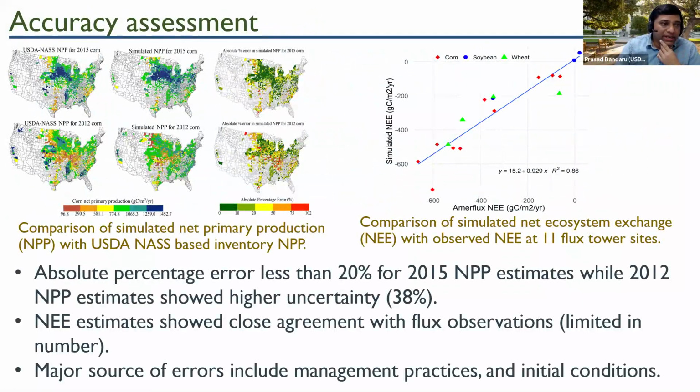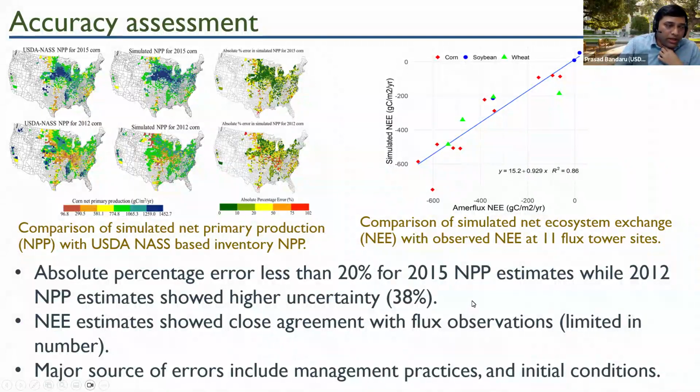We also performed an uncertainty analysis to understand the biases in our estimates. We compared with the USDA NASS yield-based net primary production estimates and also flux tower observations. We found that our simulated NPP closely agreed with the NASS-based net primary production, where we estimate net primary production using the NASS reported yields. Of course, we have some biases and uncertainties. The drought year was found to have more uncertainties compared to a normal year like 2015. And at the site scale, our estimates were also very closely aligned with the flux tower observations.